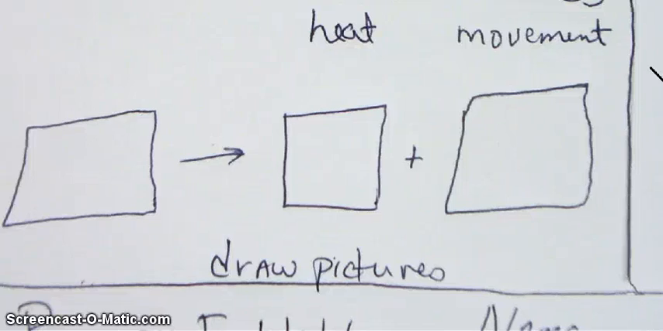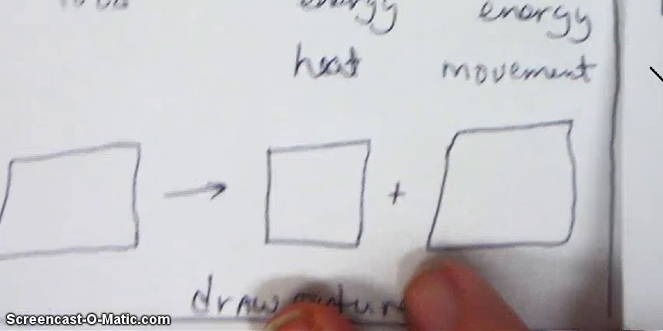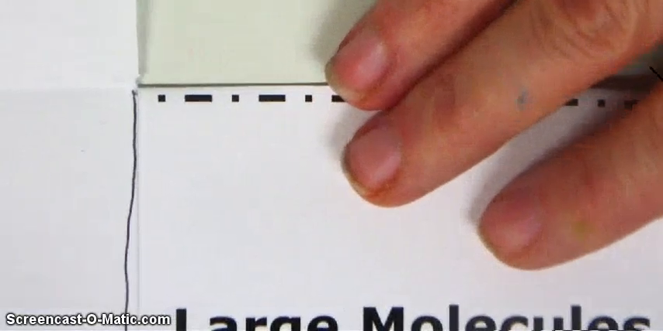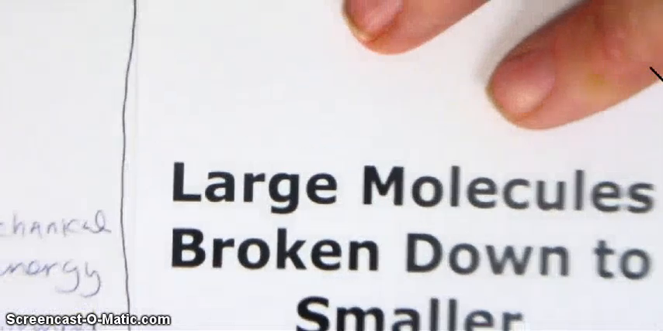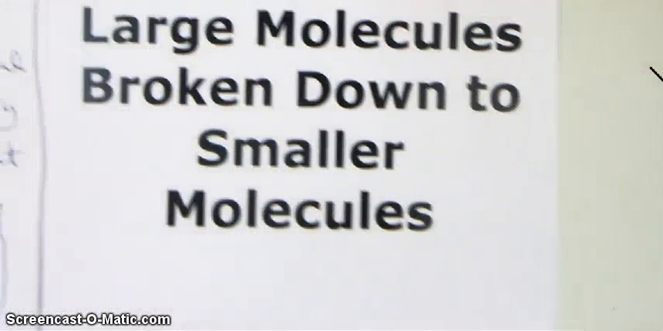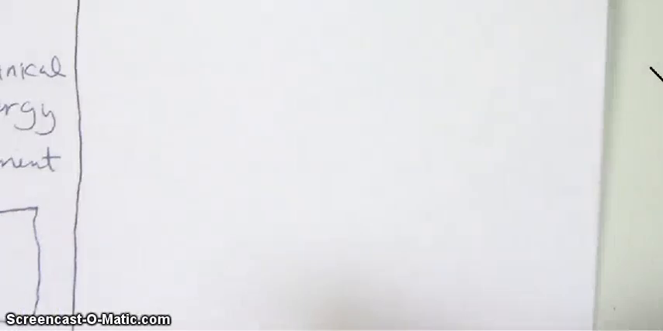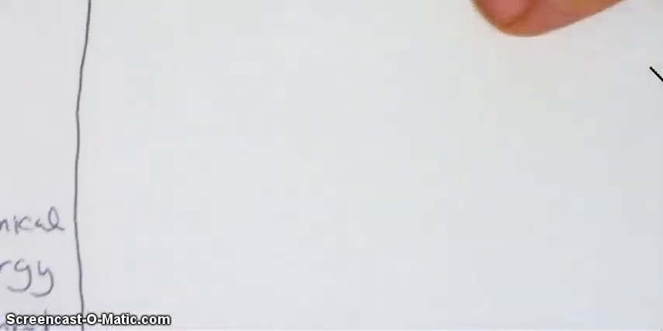The final one. We're moving over to large molecules. Large molecules broken down into smaller molecules. We're going to make a chart over here. Flip open your foldable. We're zooming out.